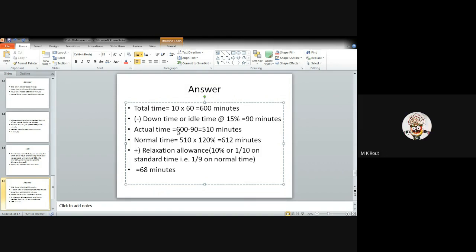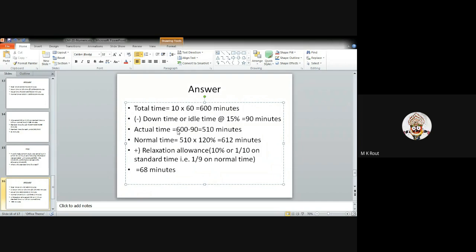Divided by the number of acceptable units produced. But in this case, you have to directly calculate: 510 into performance rating. This is the formula, that equals 612 minutes. Is it clear? Yes, sir. Got it. Okay, moving to next one.